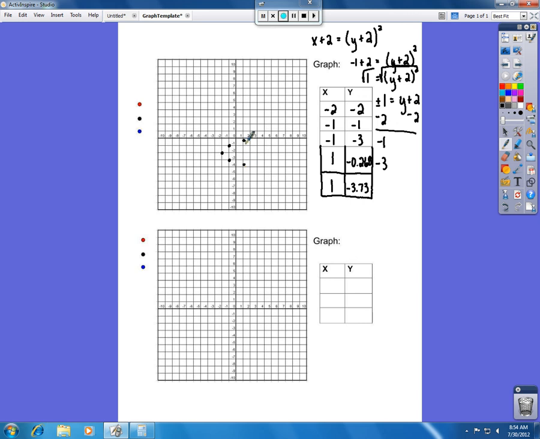And then if I draw my graph, I have this nice looking sideways parabola, which is what they should look like. They should either be opening this way or opening the other direction.